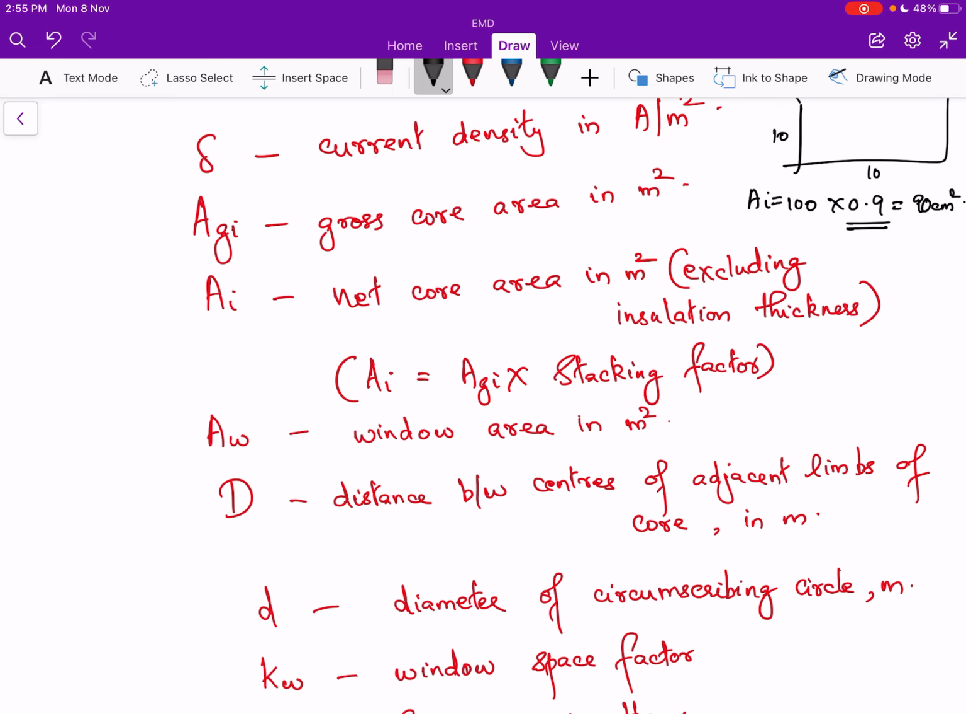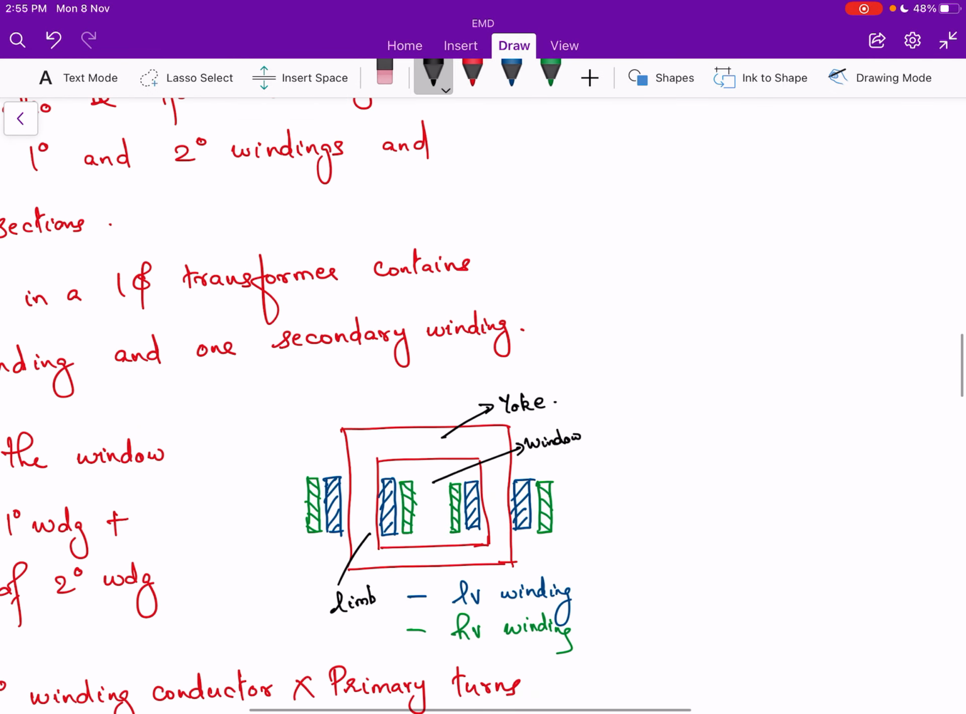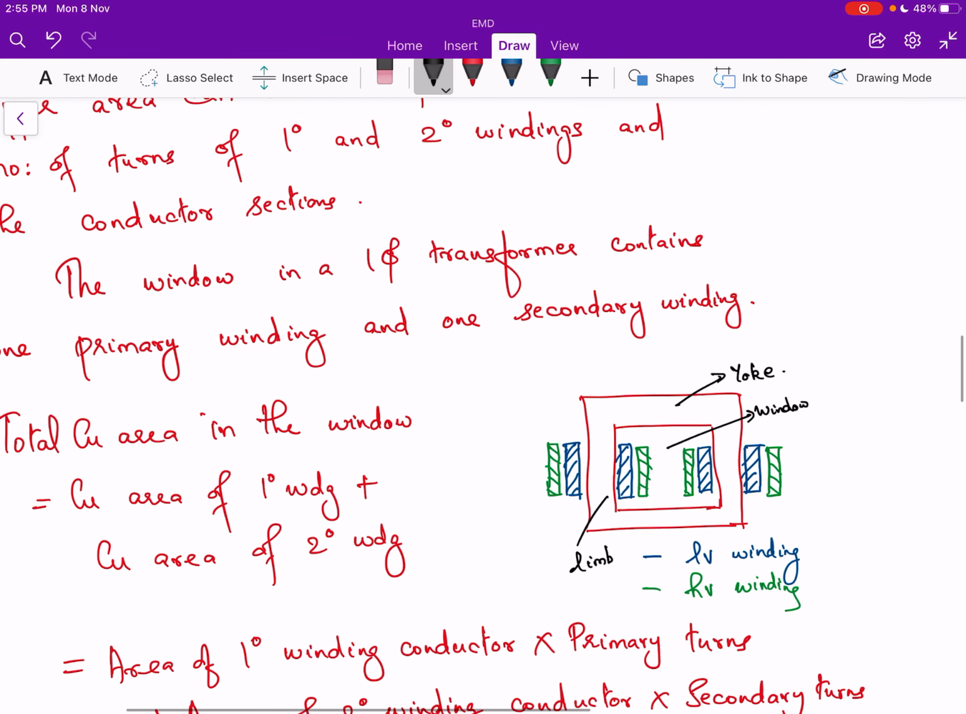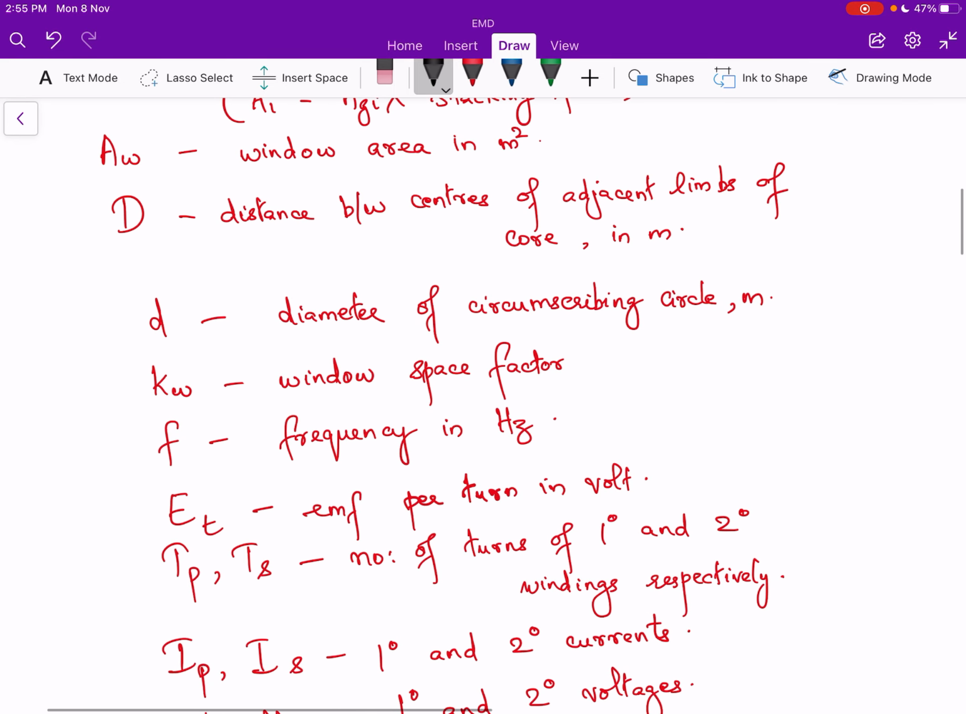AW is the window area, in meter square. As you all know, this is the single phase core type transformer, and this portion is the window. As it is denoted over here, this is the window, this is the height of the window, and this is the width of the window. So the area of the window will be equal to the height of the window into the width of the window. The area of the window is denoted by AW in meter square.